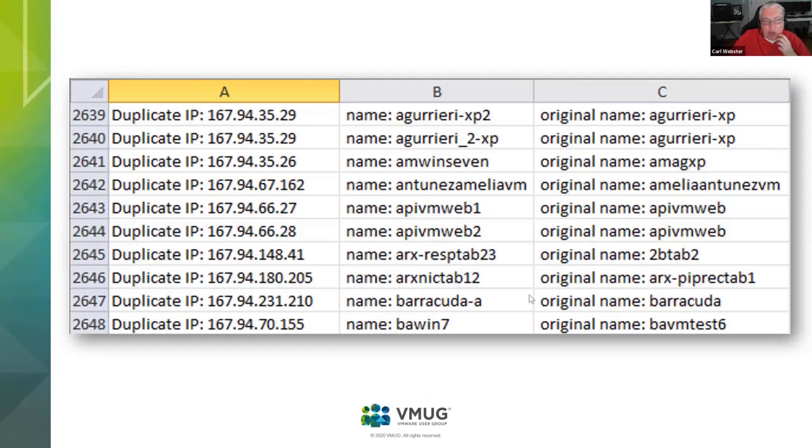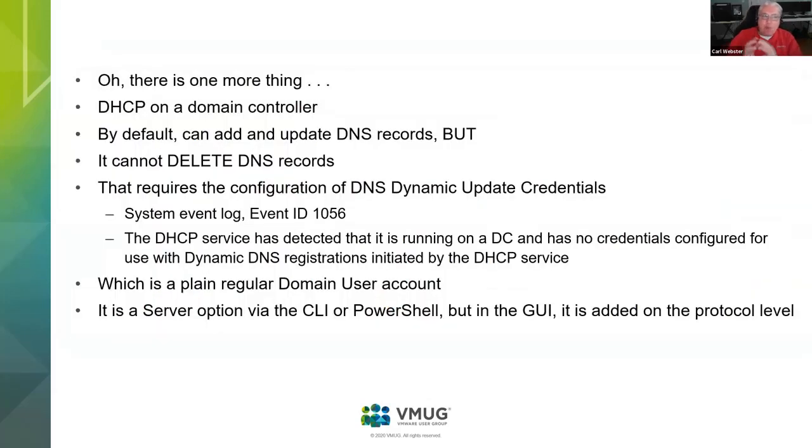All right. So now we have one more thing. If you're running Microsoft DHCP on a domain controller with Microsoft DNS, by default, Microsoft DHCP can add and update DNS records. It cannot delete DNS records. You have to configure what are called DNS dynamic update credentials. You can actually monitor for event ID 1056. It basically just comes up and says, the DHCP service has detected it's running on a domain controller and you don't have credentials configured for dynamic DNS registrations.